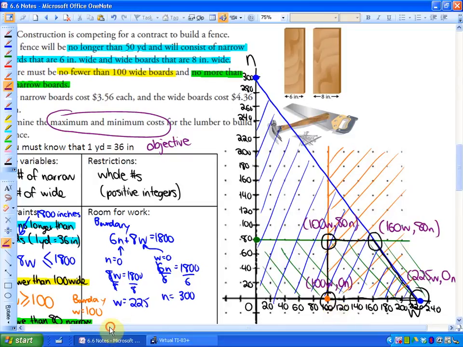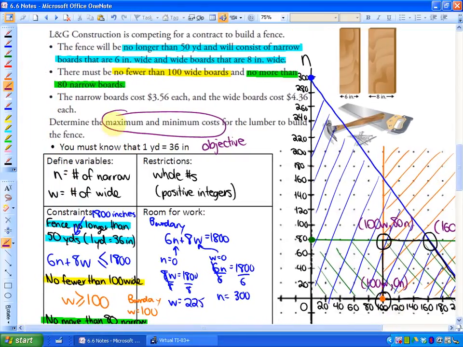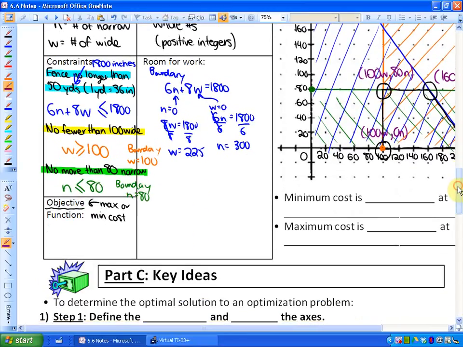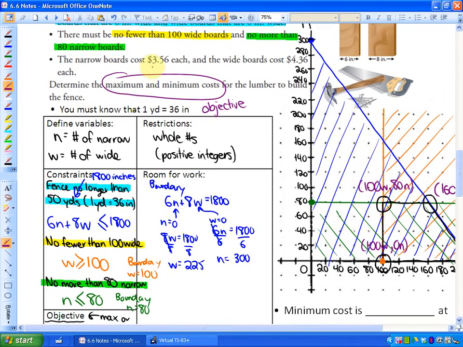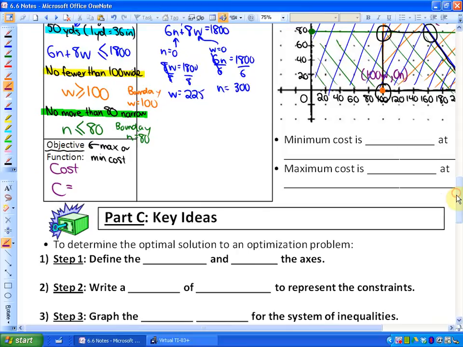So first thing we need to do is figure out our objective function. If our objective is to maximize and minimize the cost, what is our objective function? Well, it would be the cost. And cost is equivalent to $3.56 per narrow board plus $4.36 per wide board. So that would be our cost.